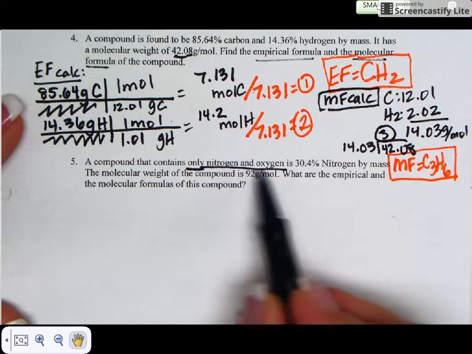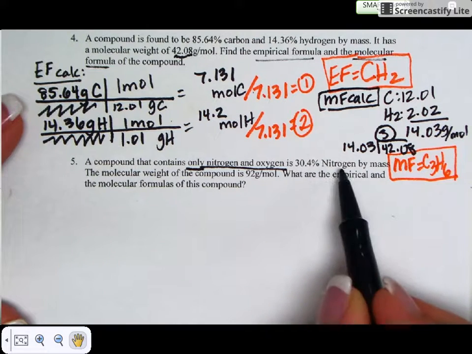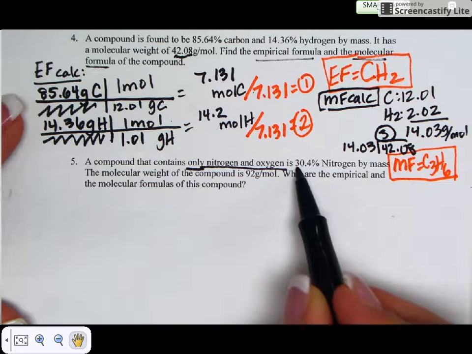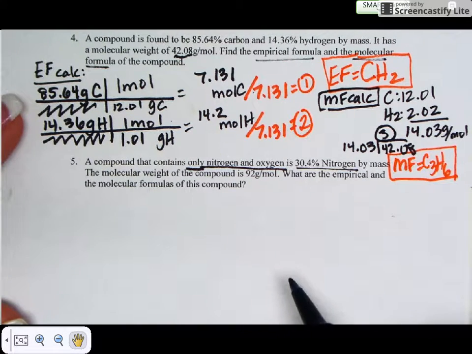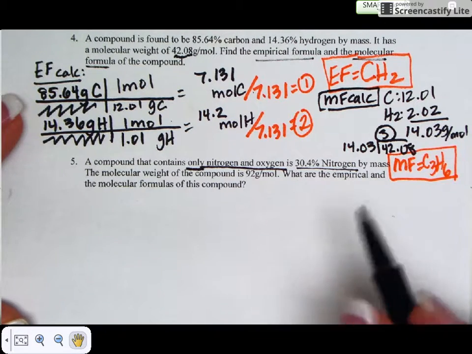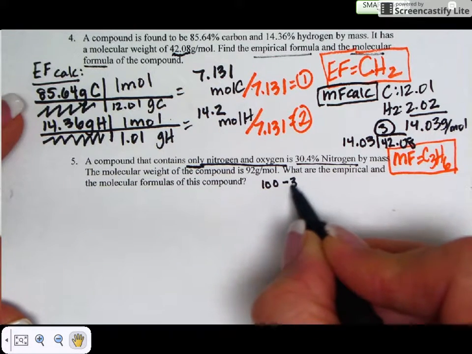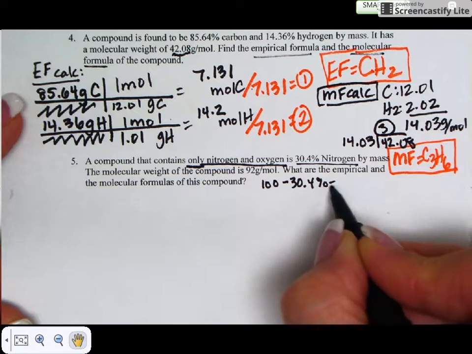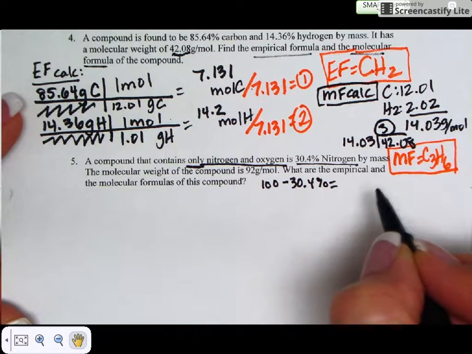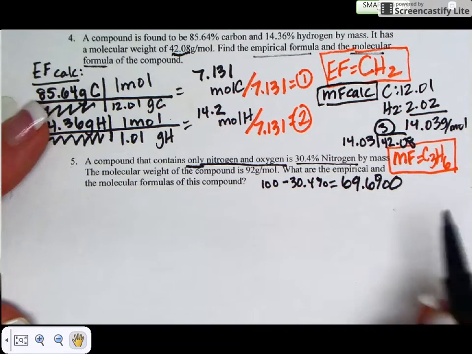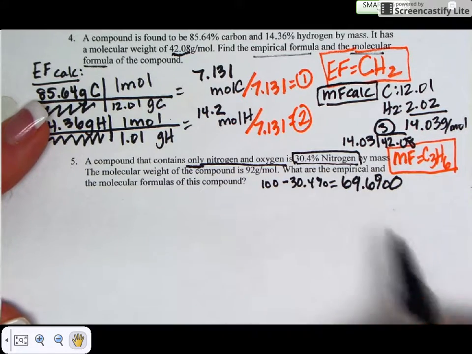Well, if it only contains nitrogen and oxygen, but they only give you one percent, what do we know about both percents? What do they have to add up to? And that's right, 100%. So they're giving us the percent nitrogen. So how can we then find the percent oxygen? Good, we're going to subtract from 100. So to get your percent oxygen, you're going to say 100 minus 30.4. And when you subtract, you get 69.6% for your oxygen. So now we've got the percent nitrogen and the percent oxygen.